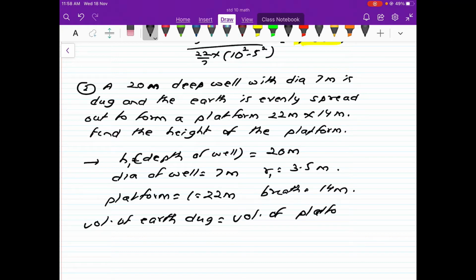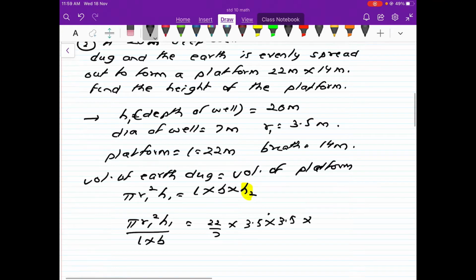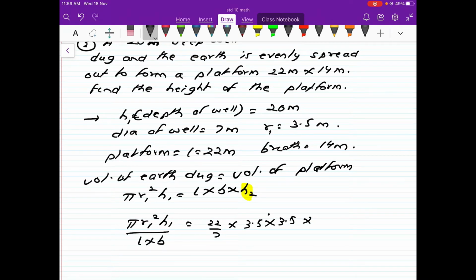Volume of the platform. So the volume of the earth dug out, which is pi r1 square h1, is equal to length into breadth into h2. Now what we don't know is the height, so we will transpose everything to this side. So this becomes pi r1 square h1 upon L into B. So this is 22 by 7 into r1 square, so the radius is 3.5 into 3.5, into the height, which is given as 20, upon length into breadth.